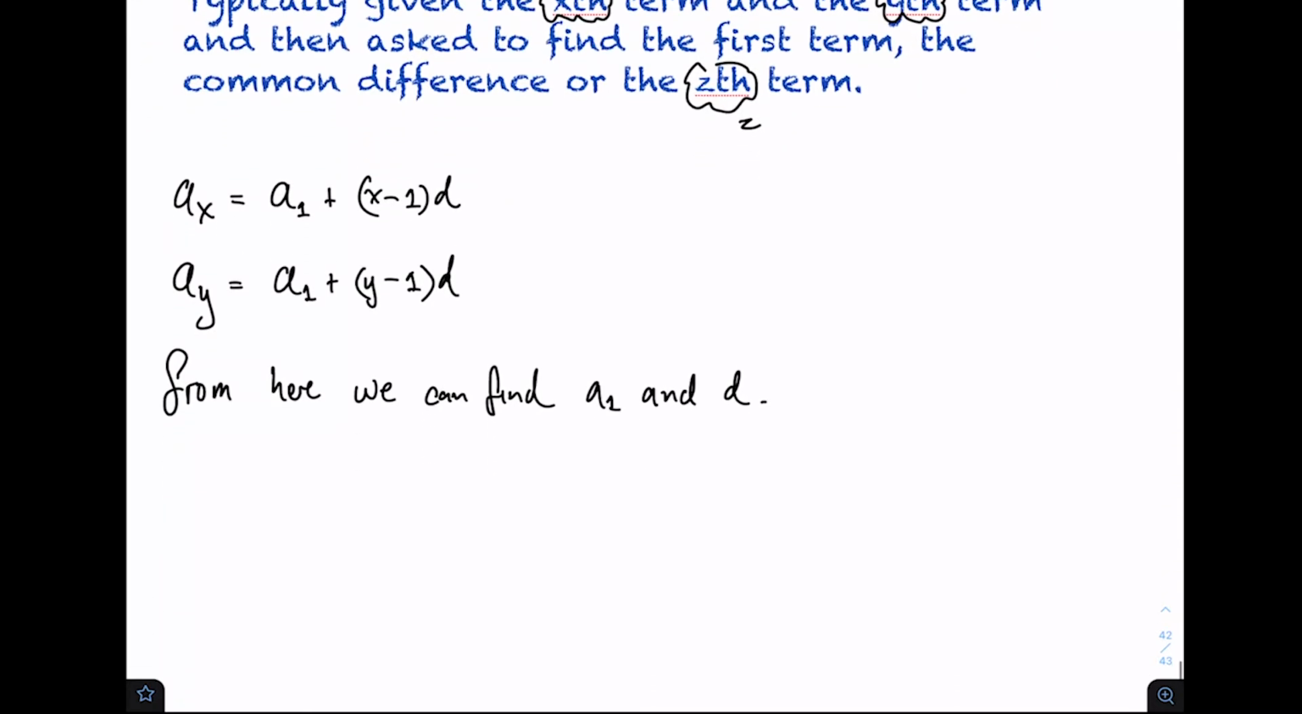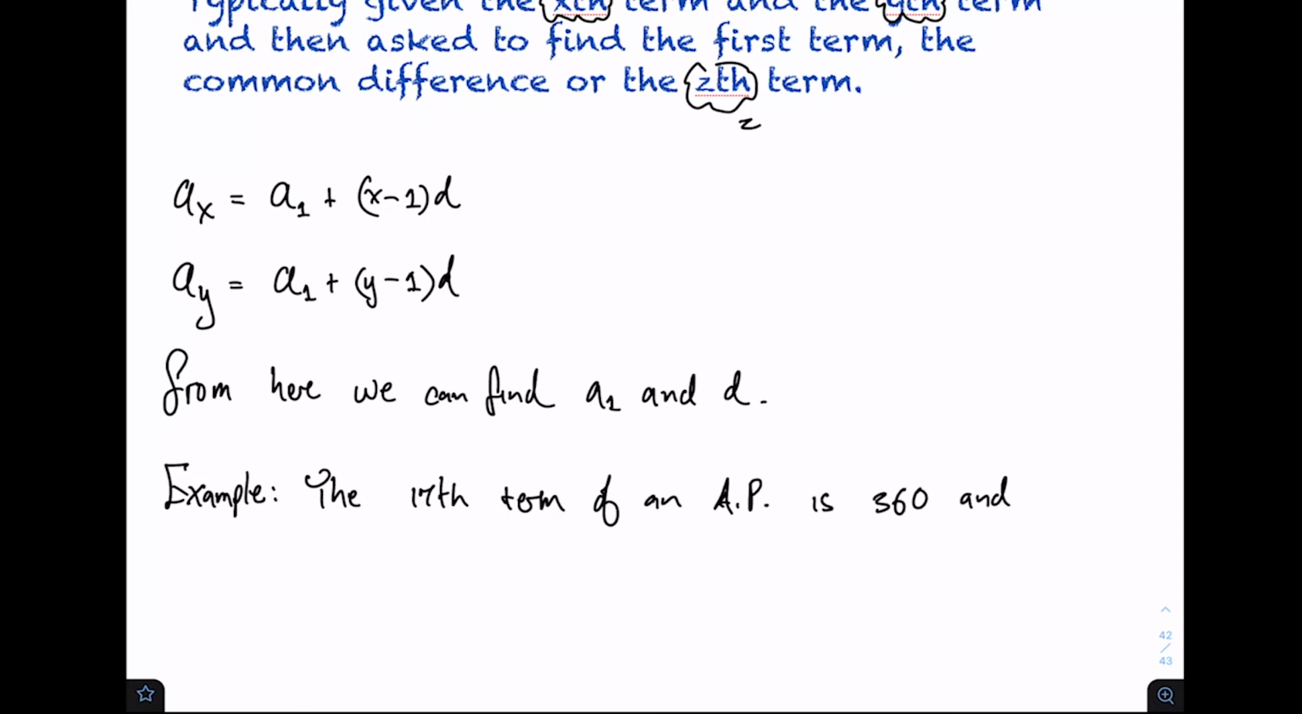All right, so let's take an example. Here we'll say that the 17th term of an AP is 360, and the 40th term of the AP is 659. Find the 20th term.